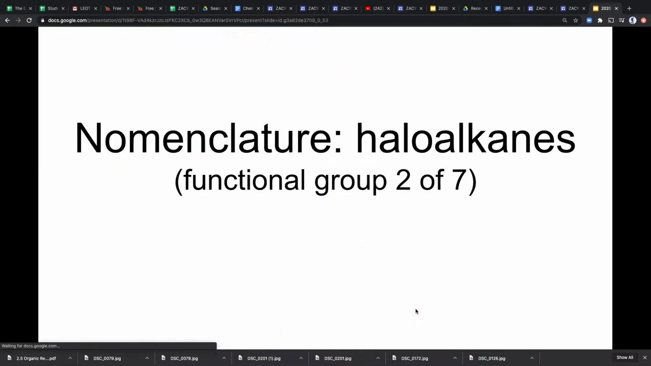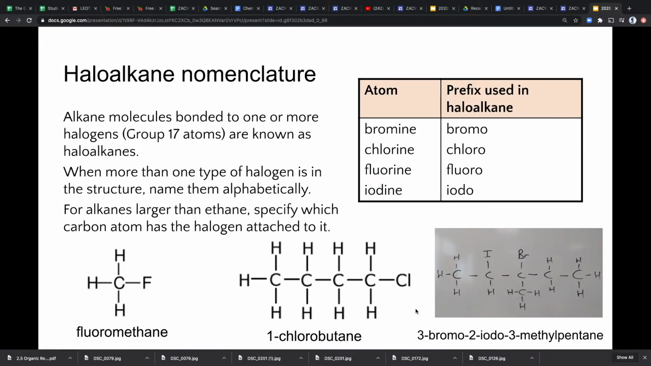All right, let's move on to haloalkanes, the second of our 7 functional groups, a new one today. I kind of touched on this yesterday, that naming haloalkanes isn't too much more difficult than naming regular alkanes. And what is a haloalkane? It's basically an alkane chain where attached to it, in the place of maybe 1 or 2 hydrogens, you have some sort of halogen atom.